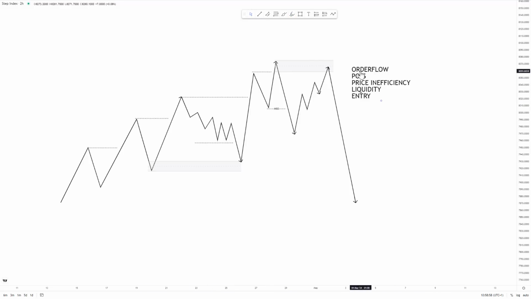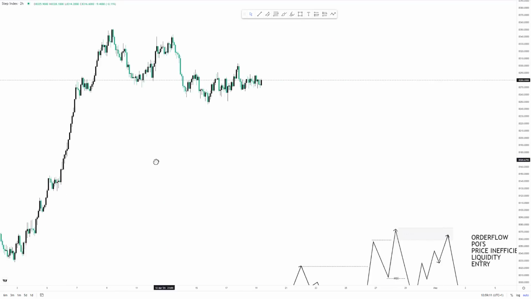So firstly, identify your order flow. Secondly, look for your POIs. Thirdly, look for your price inefficiency. Fourthly, make sure there is a build of liquidity and try to get your entry. So let's look at a price chart example right now.